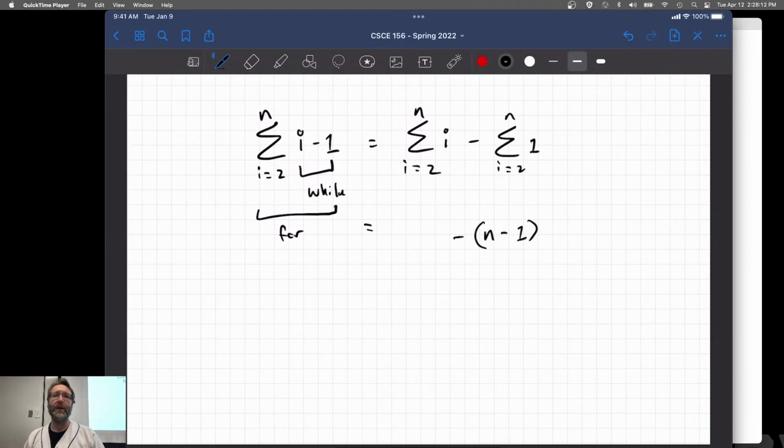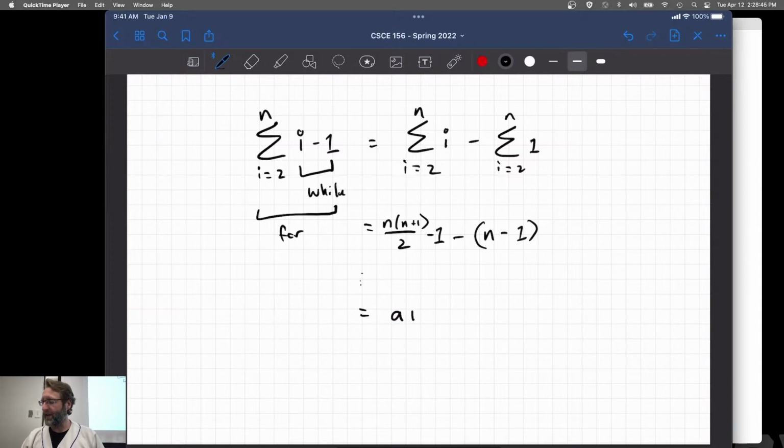What about the second one here? That looks like Gauss's formula to me again, except that I've skipped 1. So it's 2 plus 3 plus 4 plus 5 plus up to n. So Gauss's formula tells me that that's n times n plus 1 all over 2. But if you skipped 1, just subtract 1. Right? Do we want to do the algebra?